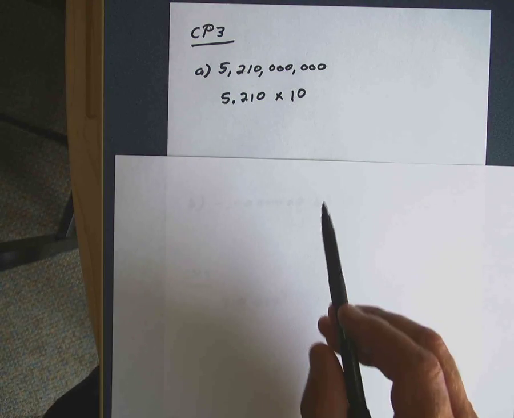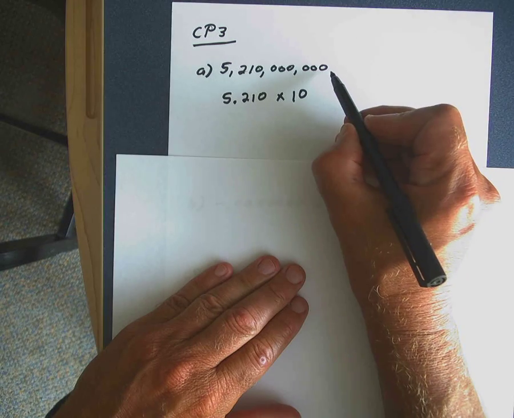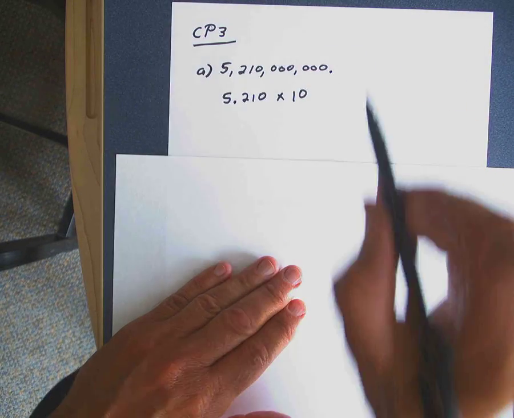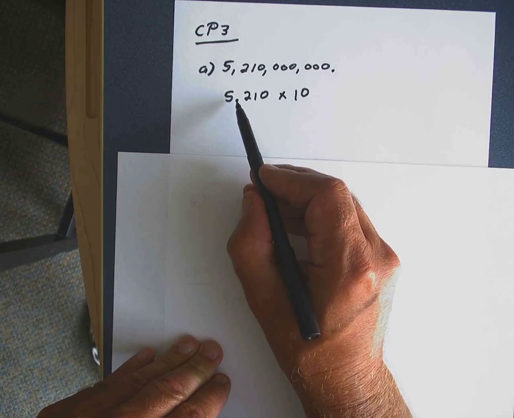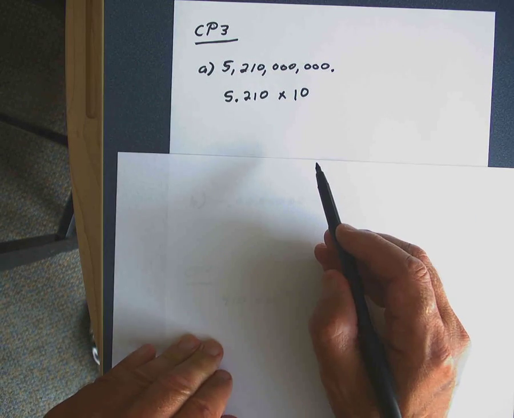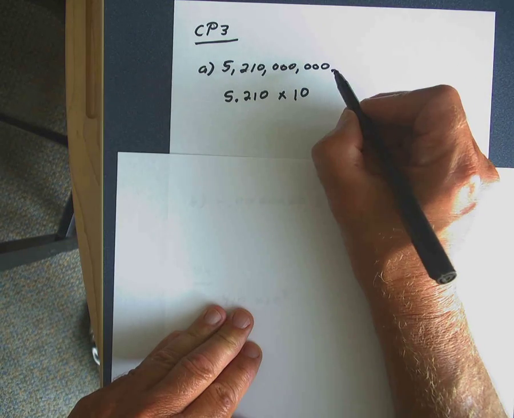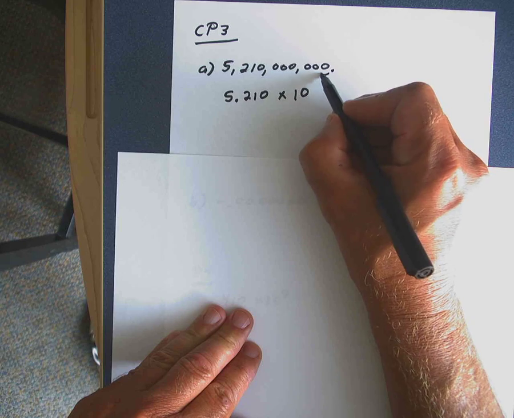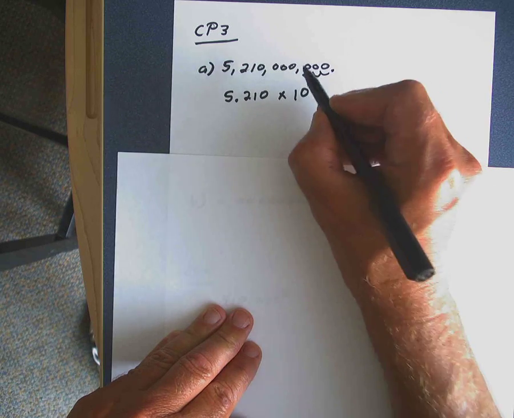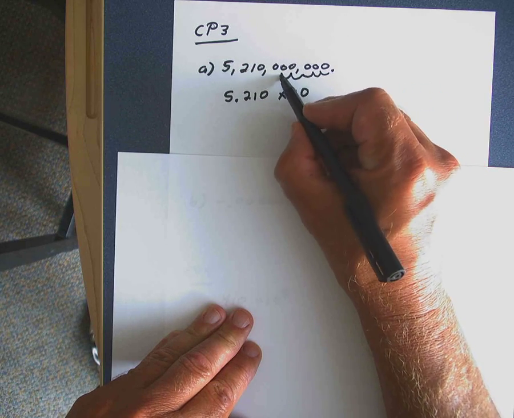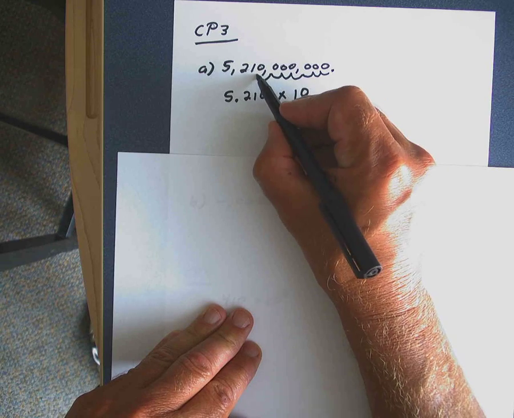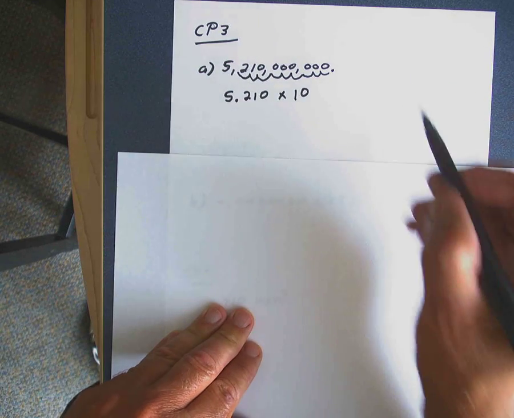How are we going to get this number back? Well, to start with, the decimal point is to the right of this 0. If we write this number with a decimal point there, how many spots did we have to move it in order to accomplish that? What I like to do is count. 1, 2, 3, 4, 5, 6, 7, 8, 9. So we have to move it 9 places.